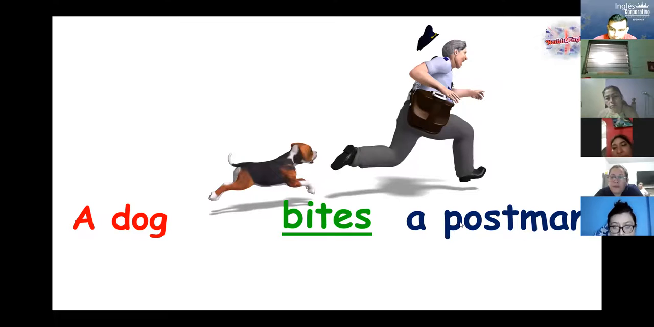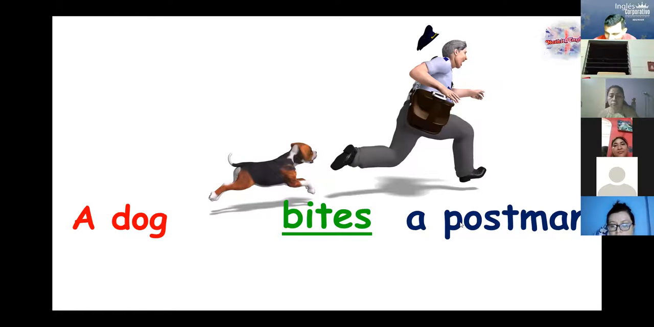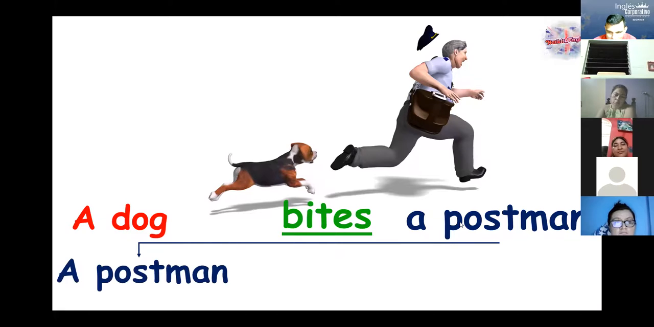What is the subject here? Postman. Okay. And the verb? Bites. The subject? A dog. Vamos a colocar el objeto. Lo vamos a poner al inicio como sujeto y el sujeto lo vamos a mandar como objeto. A postman, ahora tenemos que agregar el verb to be.